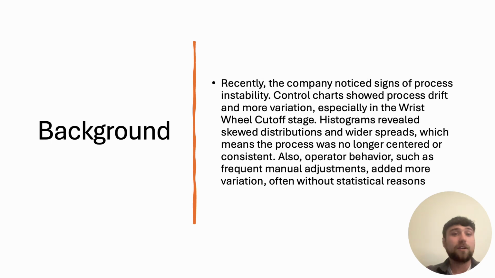And a little bit more background. Recently, the company noticed signs of process instability. Control charts showed process drift and more variation, especially in the wrist wheel cutoff stage. Histograms revealed skewed distributions and wider spreads, which means the process was no longer centered or consistent. Also, operator behavior, such as frequent manual adjustments, added more variation, often without statistical reason.